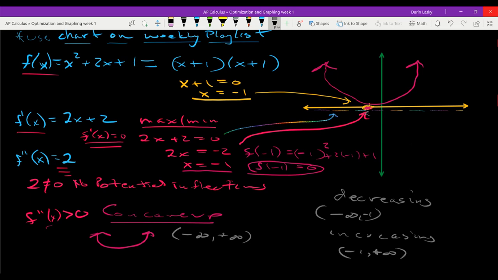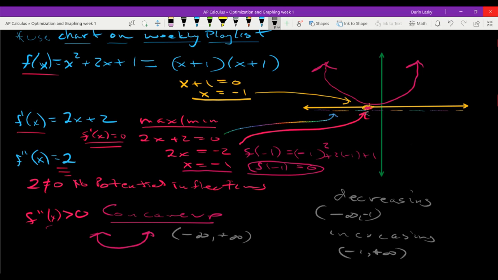And let's see anything else. There's no points of inflection because we couldn't test any. This one's never concave down. Your relative maximums and your relative minimums would be your points here. It doesn't have a maximum. It only has a minimum.